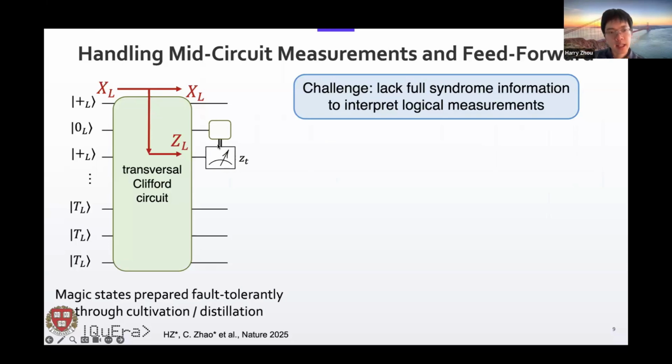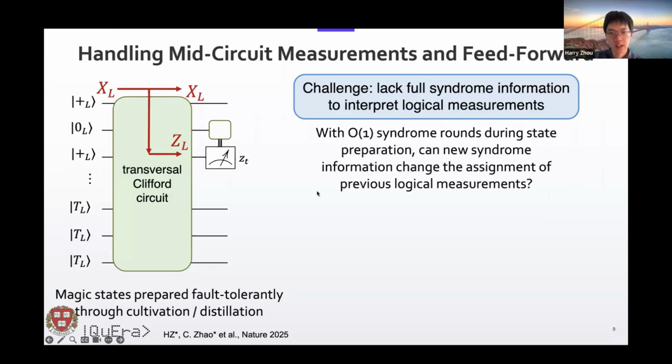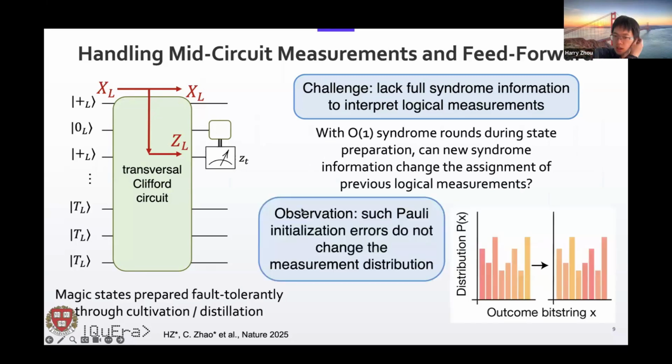So in this case, one of the concerns that one might have is when you're interpreting this logical measurement, naively, it might seem that you don't have full syndrome information on these other logical qubits, which might cause a challenge in interpreting this. And indeed, the previous intuition that people had was that if you had order 1 syndrome rounds during state preparation, then maybe the new syndrome information might actually cause the assignment of these logical measurements to change and thereby screw it up.